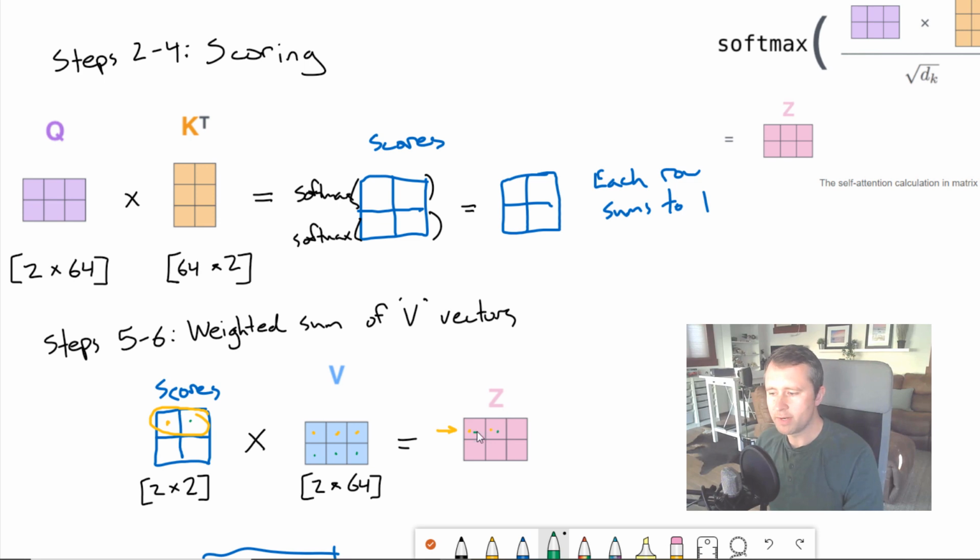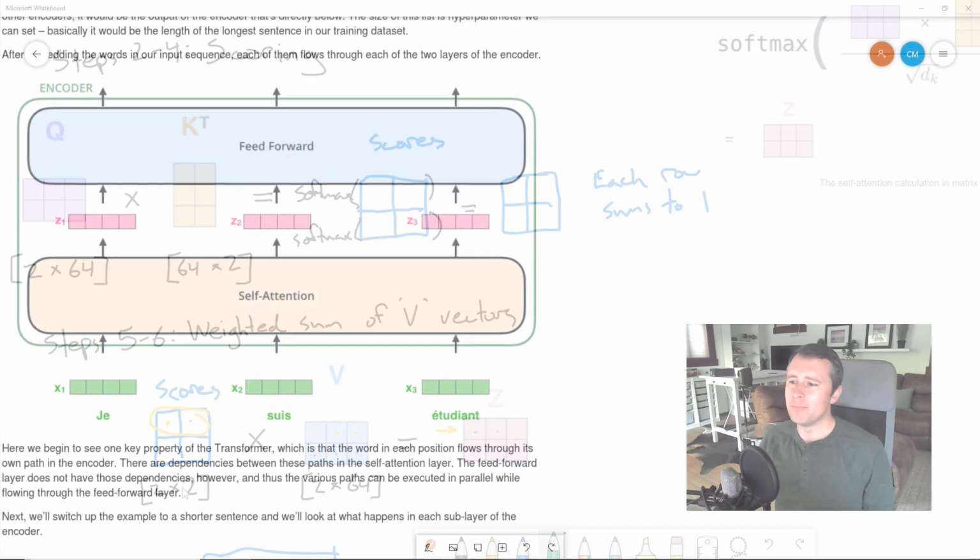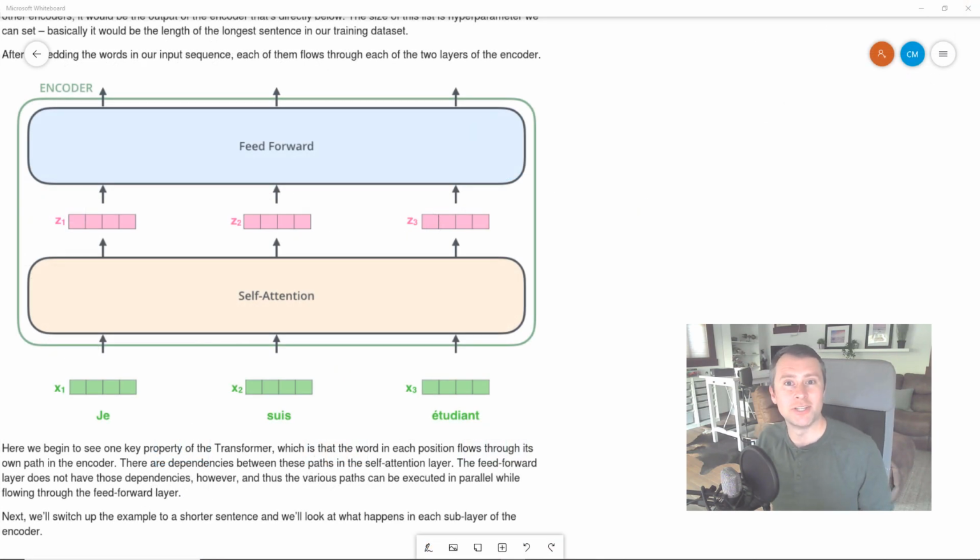So row 1 of Z was created by multiplying row 1 of the scores matrix with the value vectors. Cool. So at this point, I feel like I've got a pretty good handle on how those z vectors are calculated. But let's remind ourselves what those actually are. What do the z vectors represent?